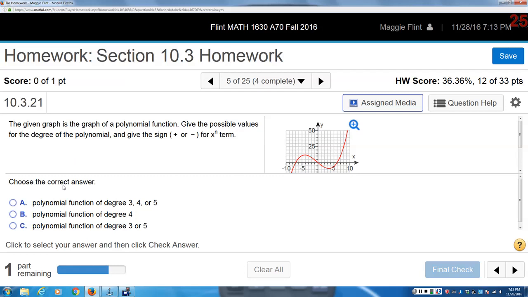So it says, give the correct answer, a polynomial function of degree 3, 4, or 5. Can it be degree 4? Degree 3 does this, 4 does this, 5 does this, 4 does this. Can it be degree 4? No. So it's not A and it's not B. What does it have to be?